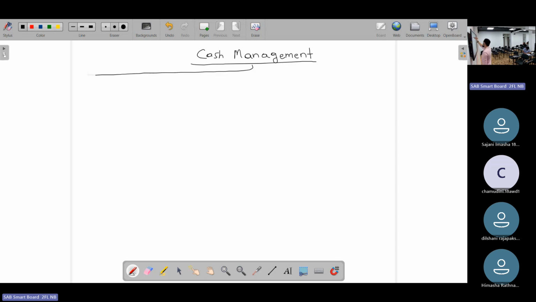Under the cash management process, the first topic we discuss is receipts and payments.